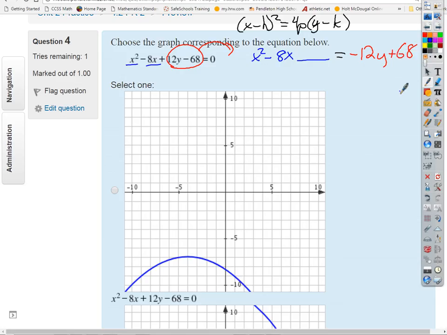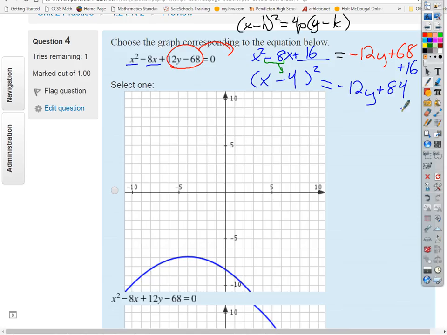Okay, so what's h gonna be? Negative 4, right? Because I've got this negative 8, half of that is negative 4, right? And so then what number do I have to add to both sides? 16. Got to add the blue number 16. Good. So then what do we have? Then we've got x minus 4 squared equals negative 12y plus 68 plus 16 is what, 84? Yeah.